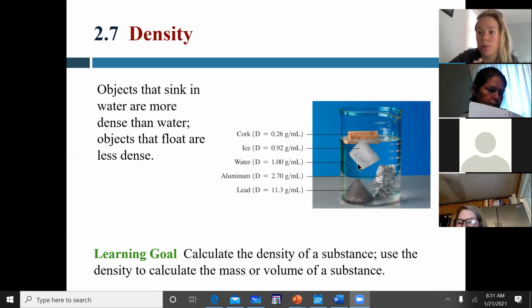Water and ice are one of the few things that when you move into solid form, it becomes less dense. Usually as you move into solid form, you become more dense, but ice doesn't do that. So ice will float. Cork is much less dense than water, so it's sitting right at the surface. Aluminum is more dense, so it's going to sink, and then lead is much more dense, so it sits right at the bottom.